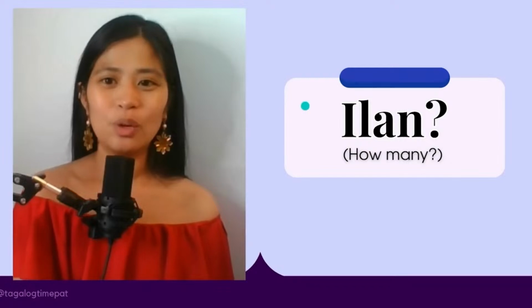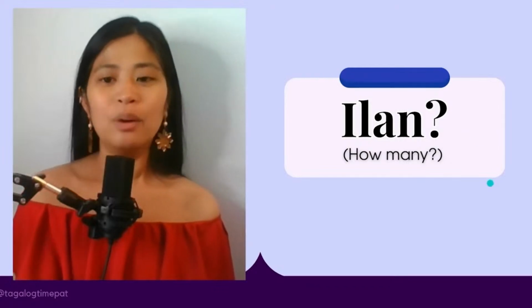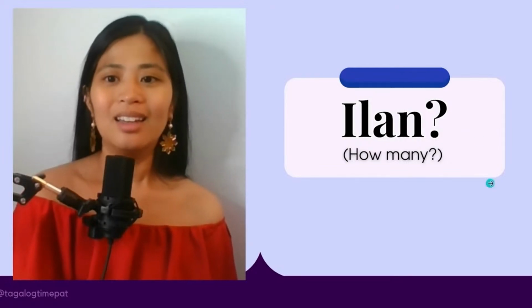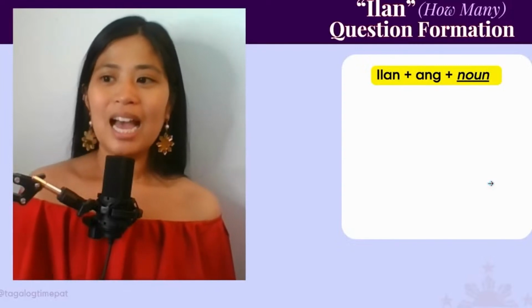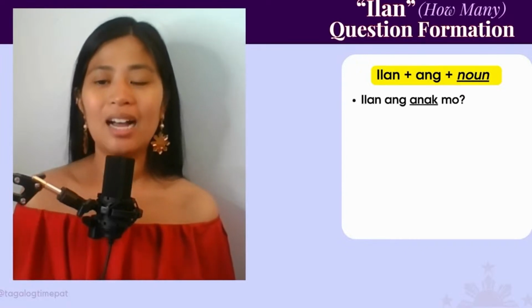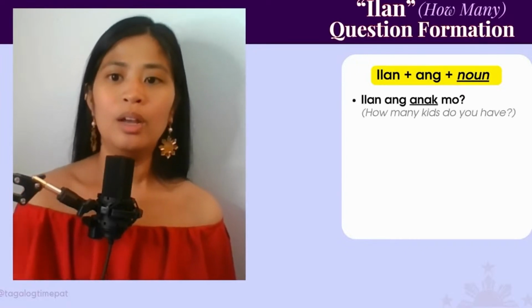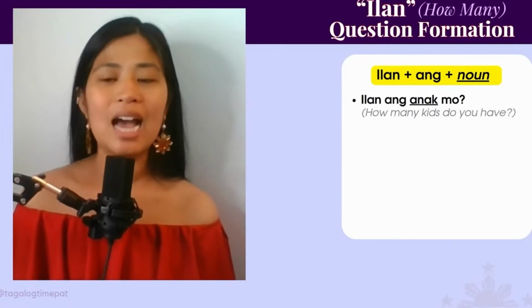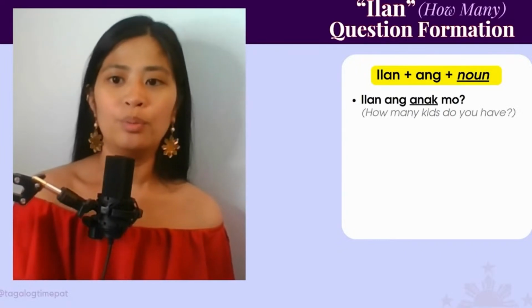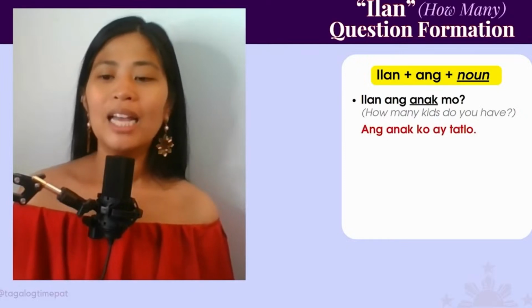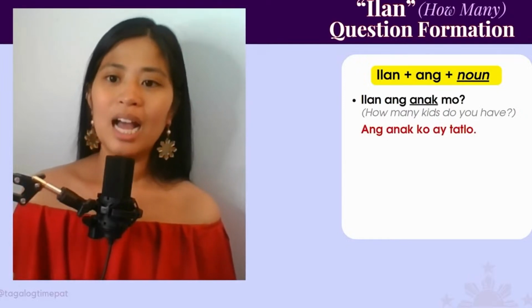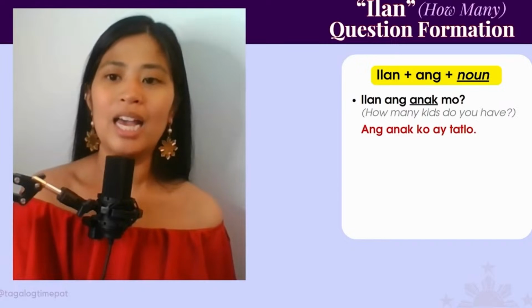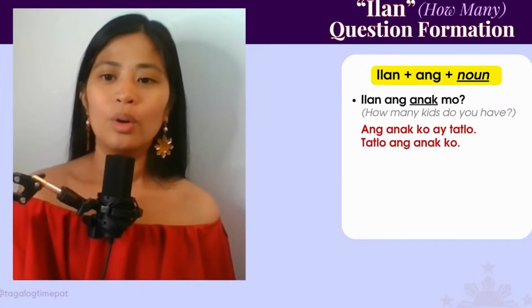Okay, next question word we're going to learn is ilan. How many? So it would be ilan, then ang, then a noun. For example, ilan ang anak mo? How many kids do you have? Ilan ang anak mo? Ang anak ko ay tatlo. I have 3 kids. Or tatlo ang anak ko.